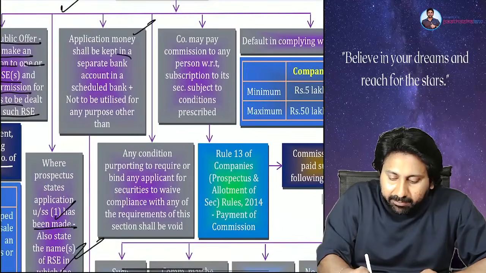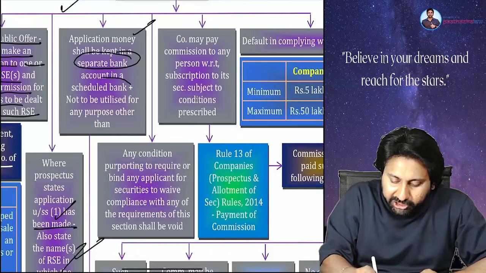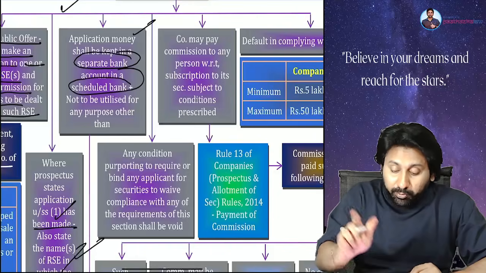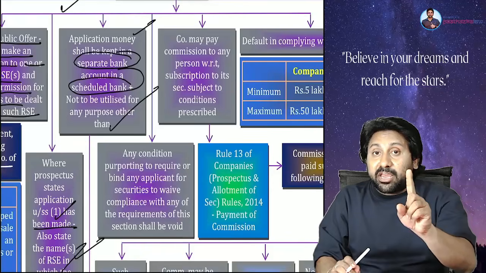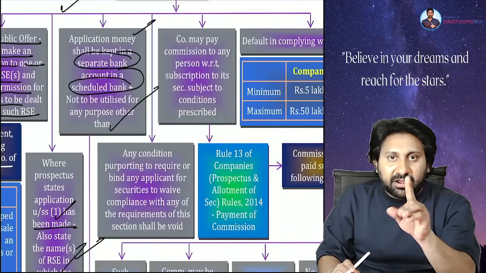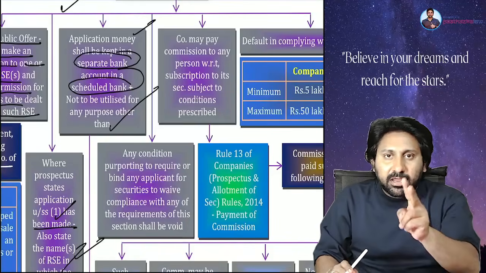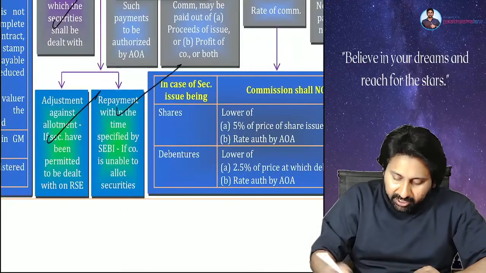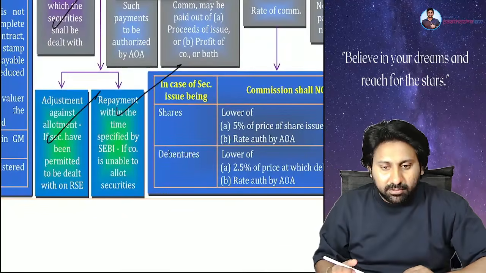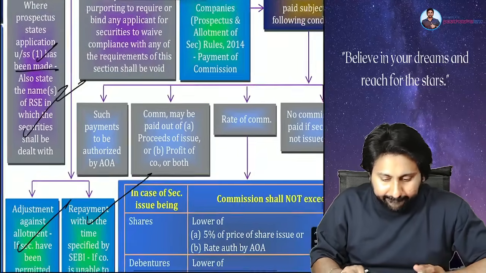Application money shall be kept in a separate account in a scheduled bank, not to be utilized for any purpose other than application money. It can be utilized only for two purposes. Number one, adjust to the allotment money. Number two, refund. Understood? Next.